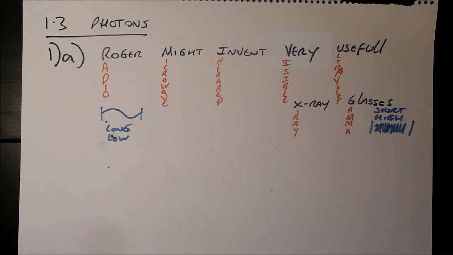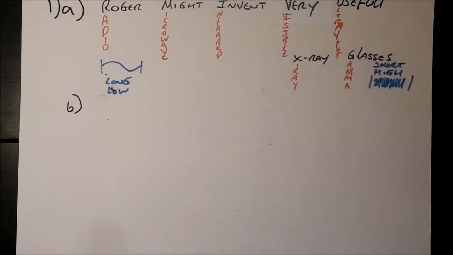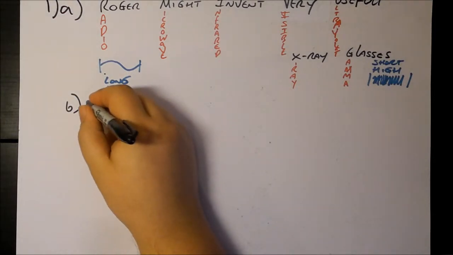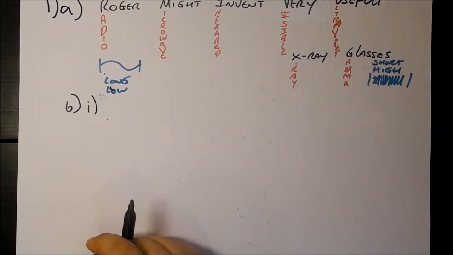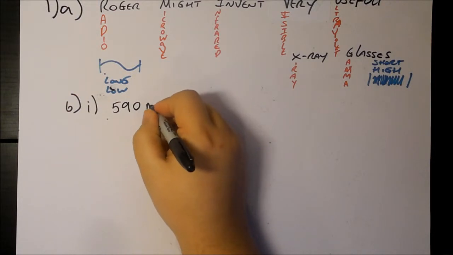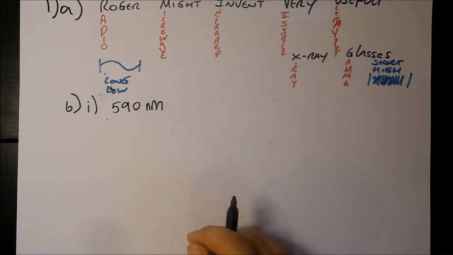Part 2 of that question. So move this up. Okay. It says calculate the frequency of light of wavelength 590 nanometers. And then afterwards it asks about radio waves of a different length, so we'll do that in a second.